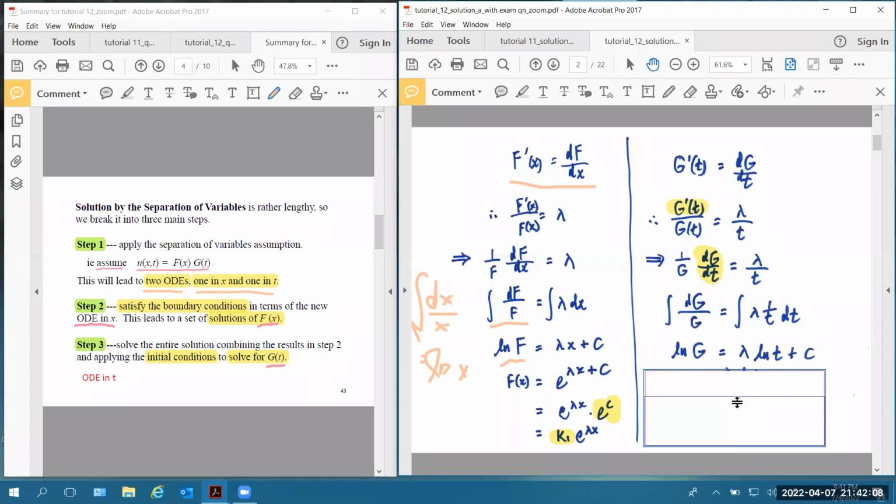My aim is to get the G. So G is e to the power of this thing, right? Now we must remember our ln. This one, ln T, there's a lambda outside, right? How about I bring the lambda inside the ln? I can do that, right? If I bring it inside, it becomes T to the power lambda. And here we got e to the power C. C is a constant. e to the power C is just another constant, right? So this one, I can just call it K2.